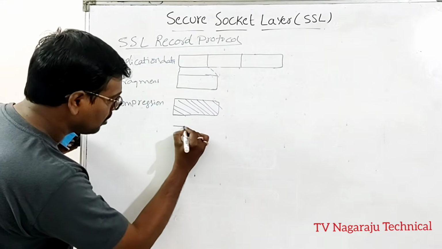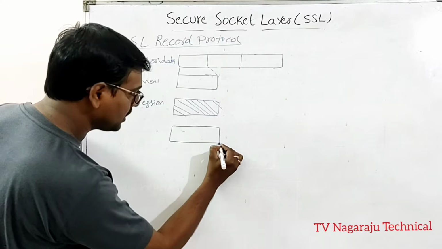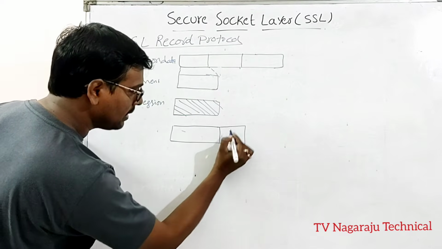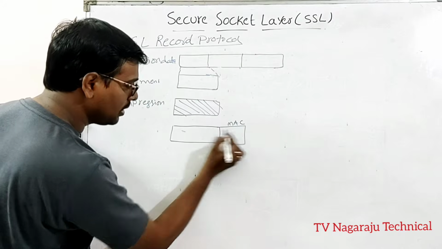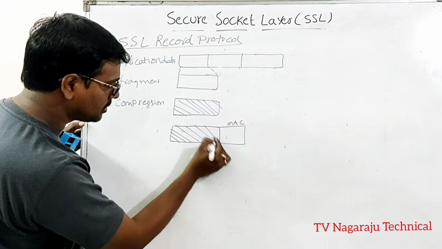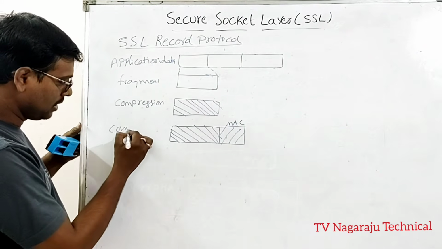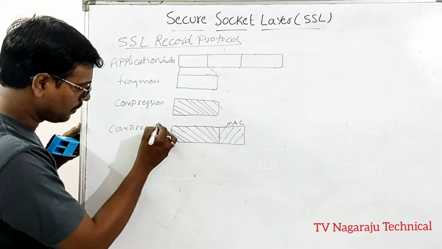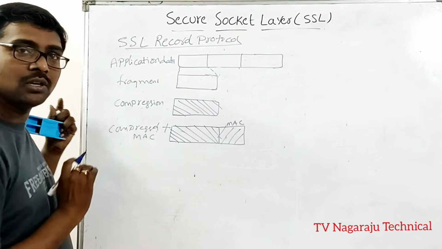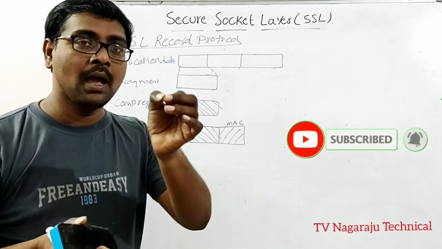Now see this. What is the next step? This is my compressed fragment. To this we are adding the message authentication code. Now you understand the point? Here I will write compressed plus message authentication code. Okay, after this, what is the next step?